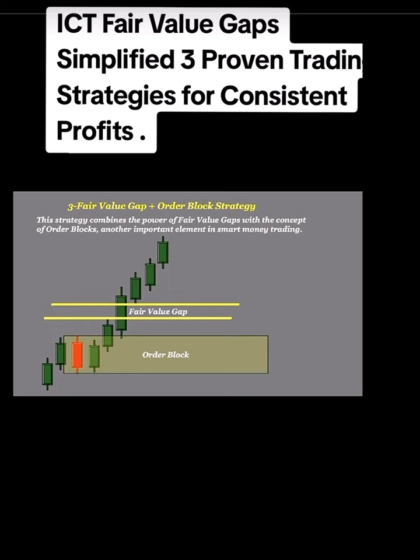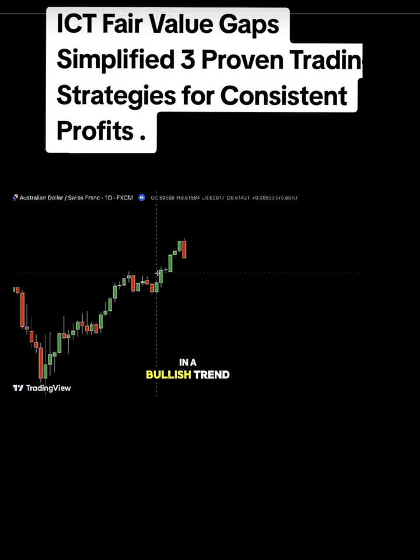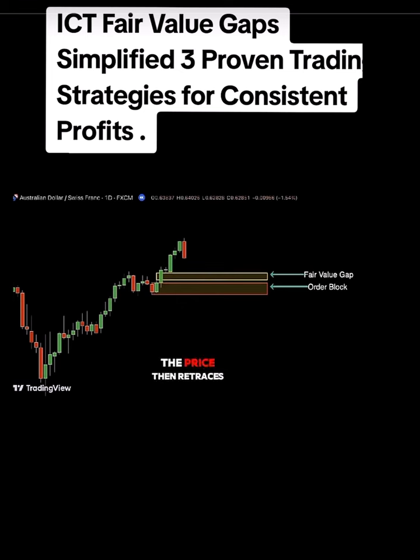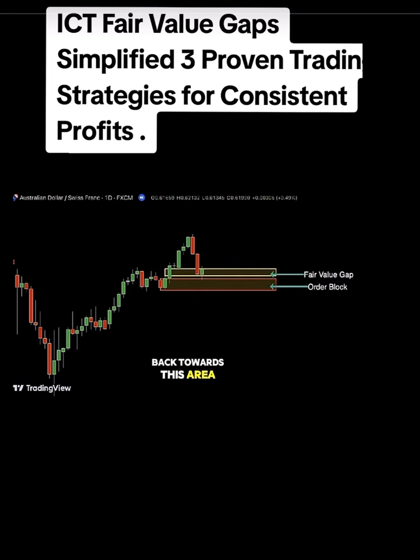How it works. The key is to identify an order block that aligns with or is close to a fair value gap. When the price retraces to this zone, you have a stronger confluence for a potential trade entry. In a bullish trend, the price makes a strong upward move, leaving behind a bullish fair value gap and an order block near the same level. The price then retraces back towards this area.